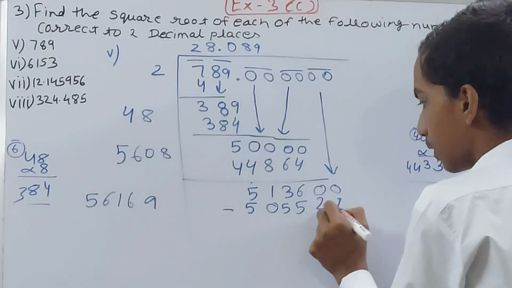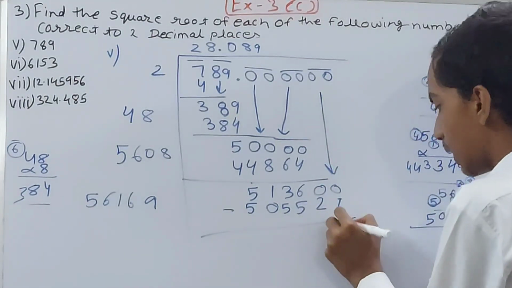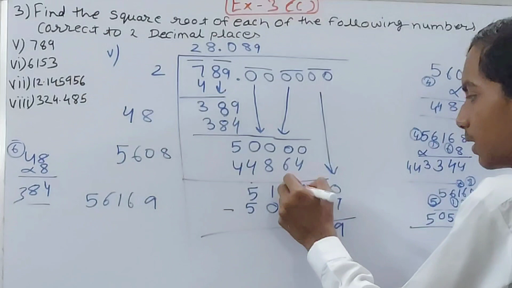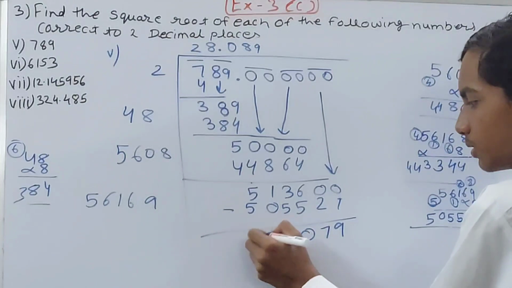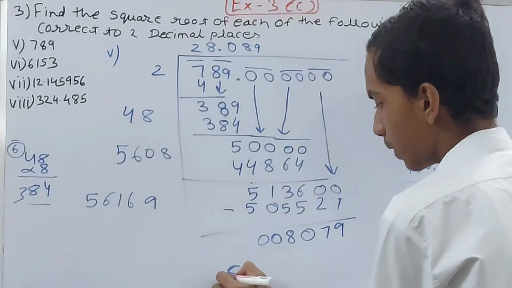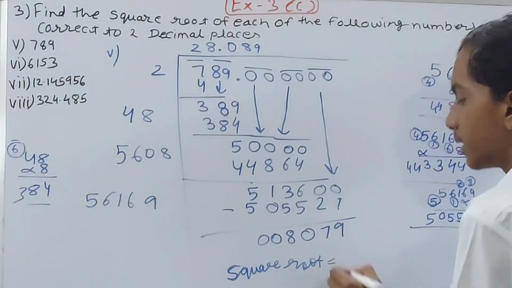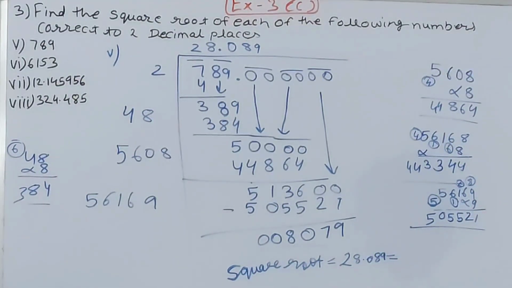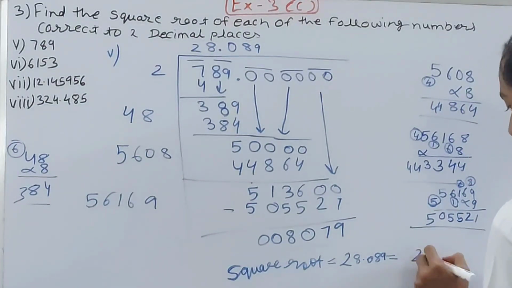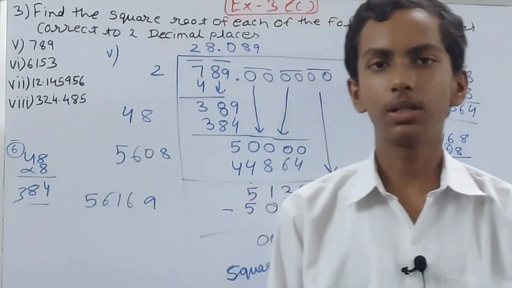So this will be minus 50,525, your 5 lakh and then 5,521. So 10 minus 1, 9, 9 minus 2, 7, 5 minus 5, 0, 13 minus 5, 8, 1 becomes 0, 0. We don't need that. So the square root that we get is 28.089. Let us correct this to two decimal places. 9 is more than 5, so add 1 to the digit just before 9, that is 8. So 8 will become 9. 28.09 becomes our answer.